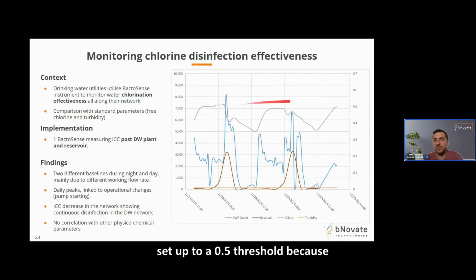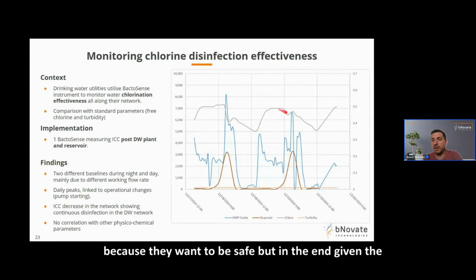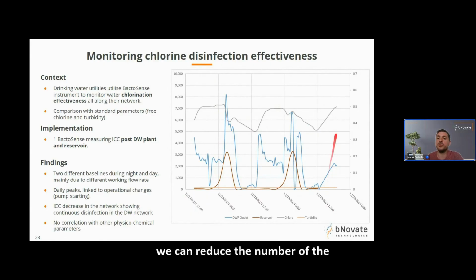They are trying to set up a 0.5 threshold not because it's regulated, but because they want to be safe. But in the end, given what we see at the end of the reservoir with almost no bacteria, you could say that maybe we can reduce the quantity of chlorine you use and save cost.